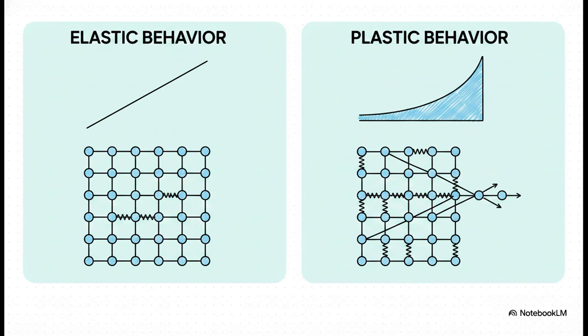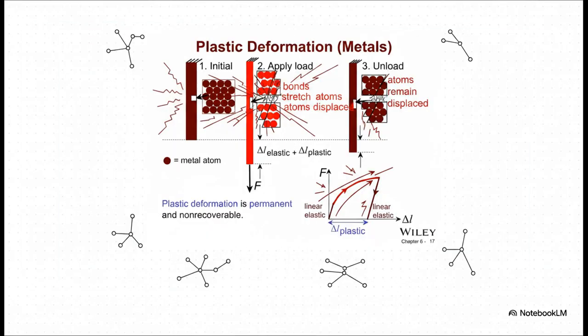But plastic deformation, that is permanent. It involves actual atomic displacement, and mathematically, the relationship between stress and strain becomes highly nonlinear. You fundamentally altered the material at this point. Visually, at the atomic level, the change is pretty stark. Applying a heavy load doesn't just stretch the bonds anymore. It literally forces whole planes of atoms to slide past one another. When the load is removed, when you let go, the elastic stretch recovers, sure, but those sliding atoms actually remain displaced in their new positions. The structural integrity has changed forever. This deformation is entirely non-recoverable.